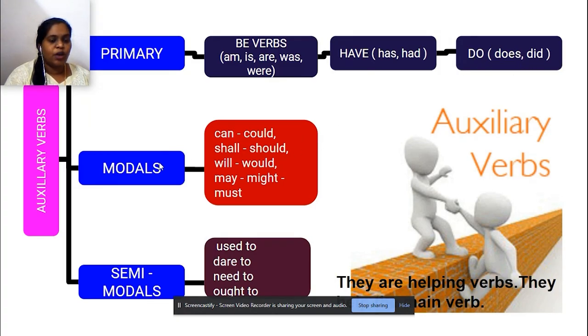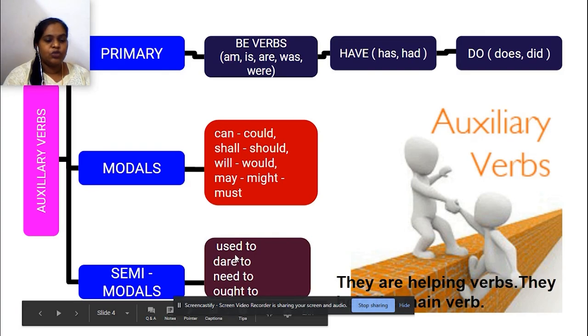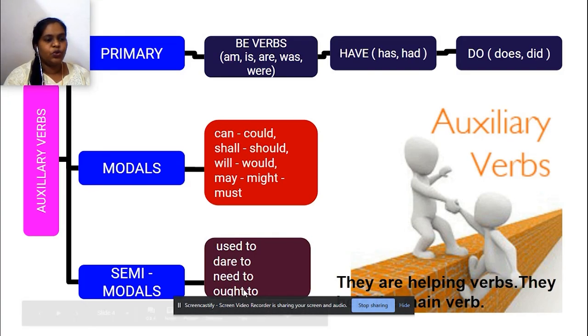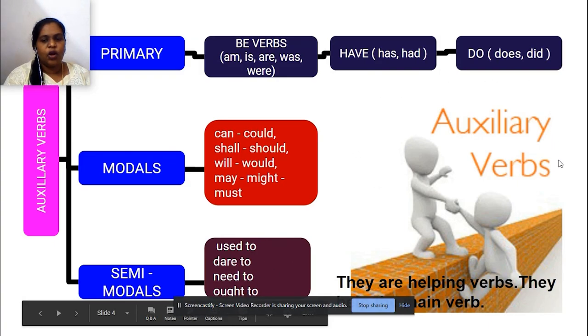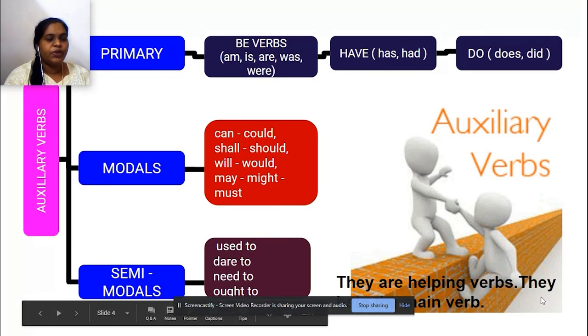Now we'll come to our topic, modals. These 9 words are called modals. Can, could, shall, should, will, would, may, might and must. I repeat, can, could, shall, should, will, would, may, might and must. Semi-modals are also modals. They are used to, dare to, need to, ought to. Now what are auxiliary verbs? They are helping verbs. They help the main verb.